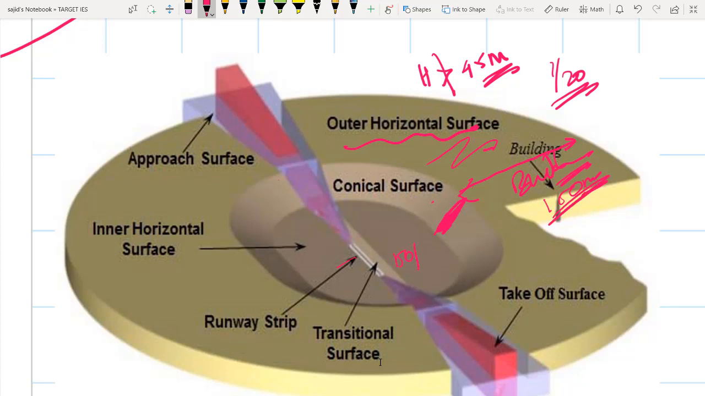Remember, inner horizontal surface is 150 feet or 45 meters, and this outer horizontal surface is maximum up to 150 meters, okay. And it will be extending up to 8 kilometers. Remember, very important bit: up to 8 kilometers from your airport you cannot have any building extending more than 150 meters. That's why an airport will never be in the center of a city, it will be away from the city. I hope you are getting it right. Did you understand the logic? So no building of 150 meters height is allowed within an 8 kilometer radius from your airport.